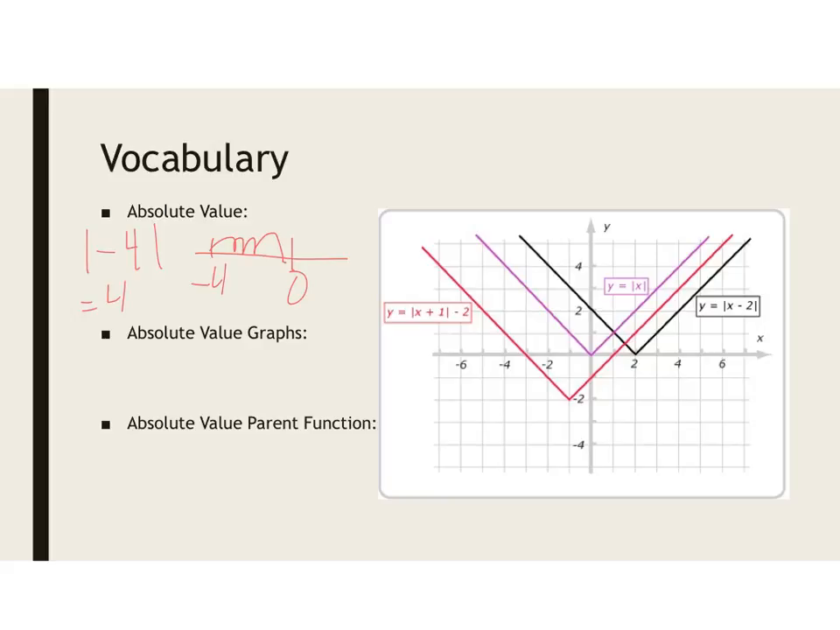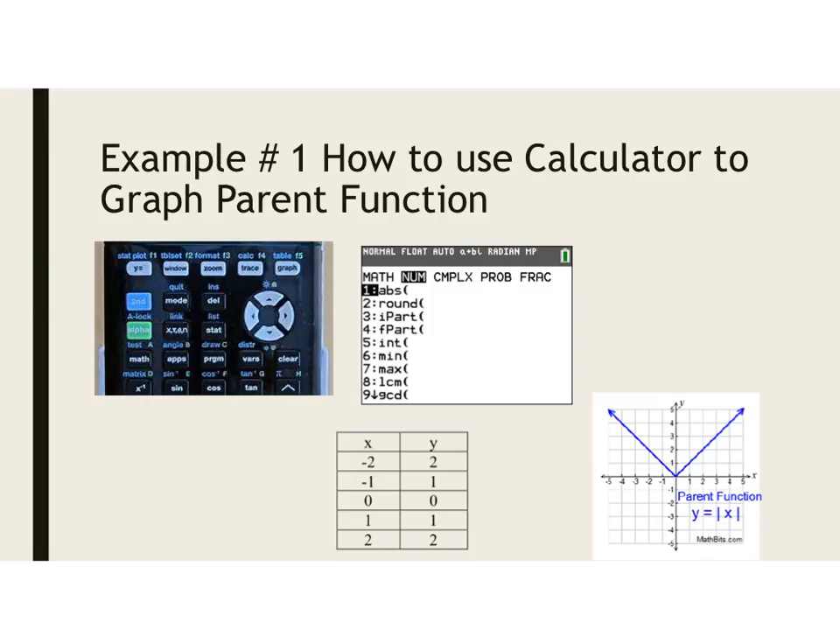And the parent function is y equals the absolute value of x, and we can look at the graph here, similar to the parent function of a parabola. It starts at 0, 0, but its slope is nice and easy to do. It's just a slope of -1 and 1 on each side. We can use the graphing calculator to graph absolute values, but graphing them by hand is very easy.